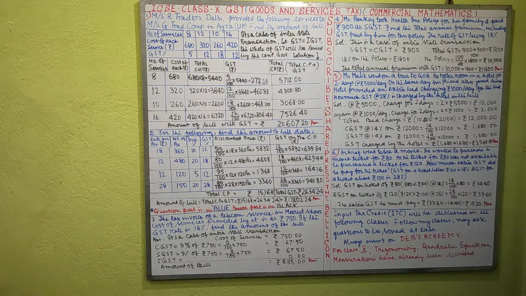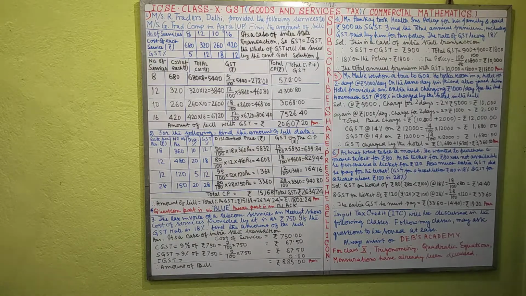And now the solution. According to the given table, the first one is 8 services, cost of each is rupees 680. The total cost of services equals 680 into 8, equals rupees 5440, and GST at 5% equals rupees 272, and total cost equals the CP plus GST, which is 5712.